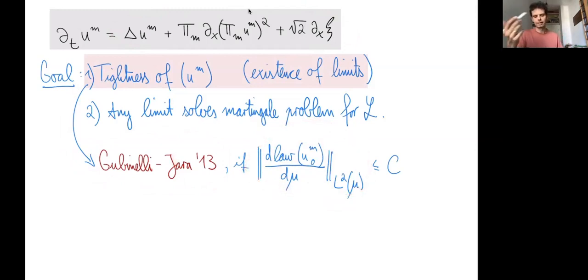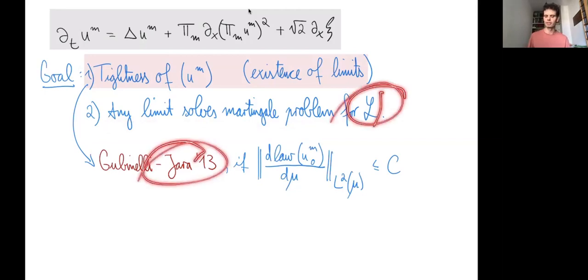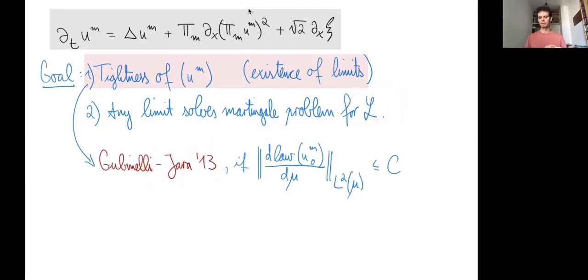I will still explain how it works to you because it's a very nice argument, and which can be useful in other contexts. And then the second point is to show that any limit point solves the Martingale problem for L. This was not done in this work because this operator L didn't exist when this work was done.